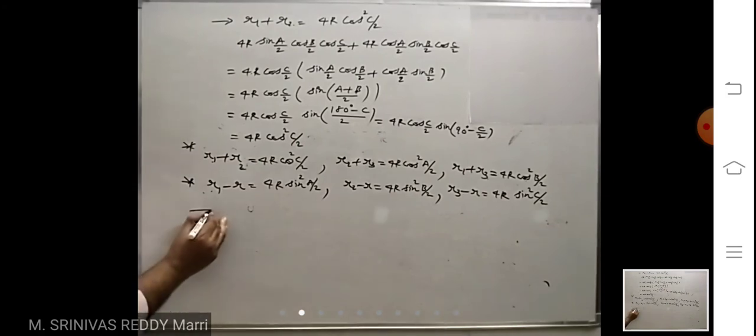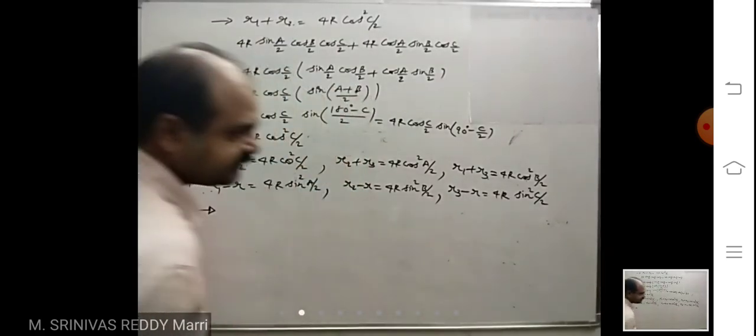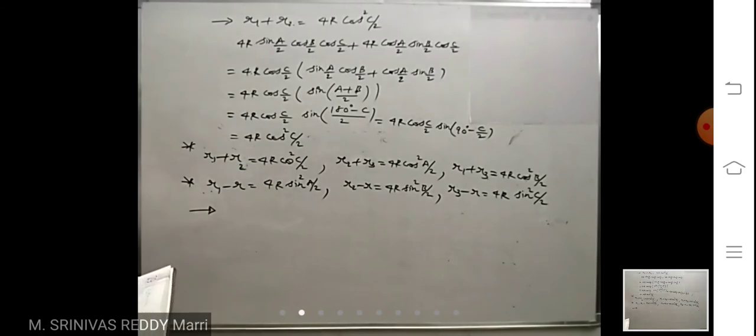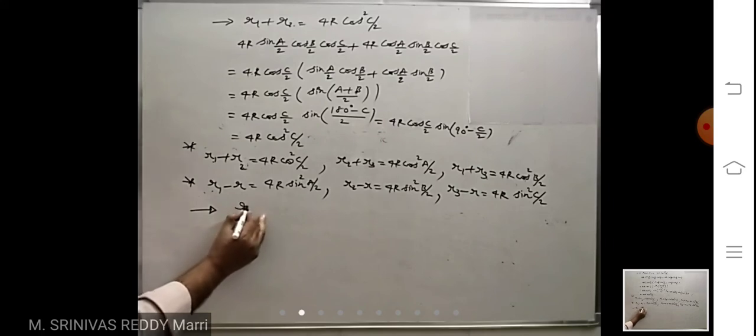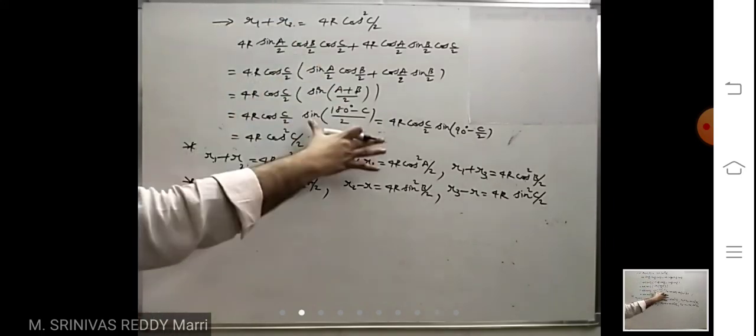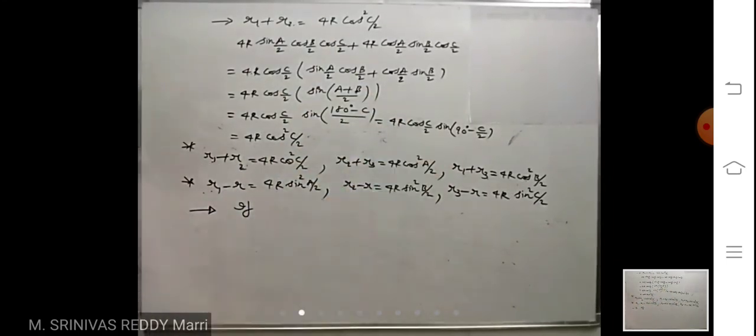How will the application be looked at? Look at two problems, so we will complete this concept. Suppose the problem is given like this. Look at how to use the shortcuts. You have to know the original procedure of solving, and if you know the original procedure, then you can easily remember the shortcuts.